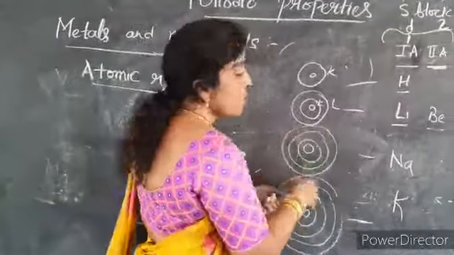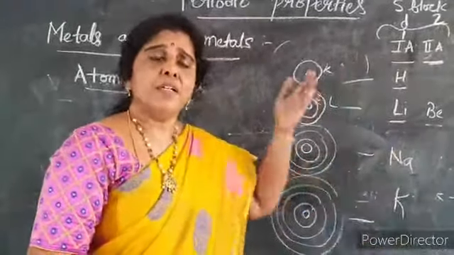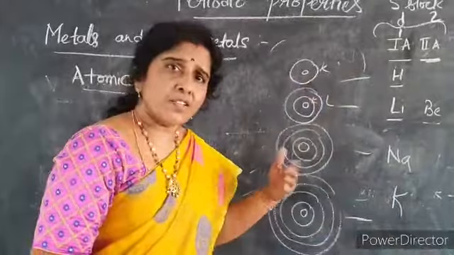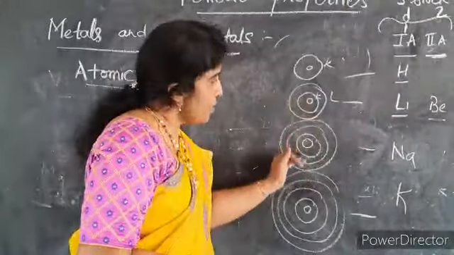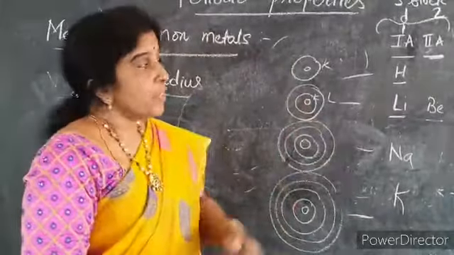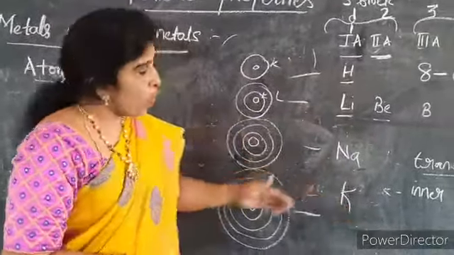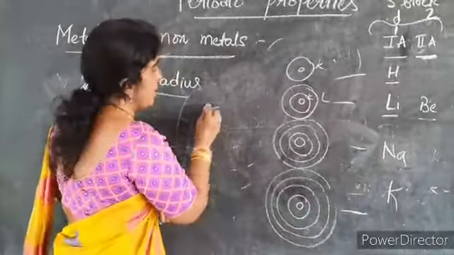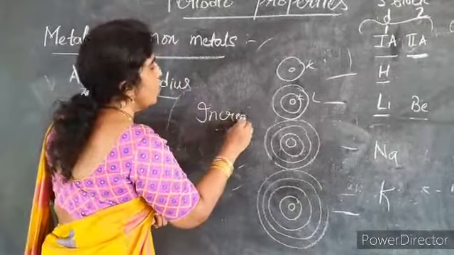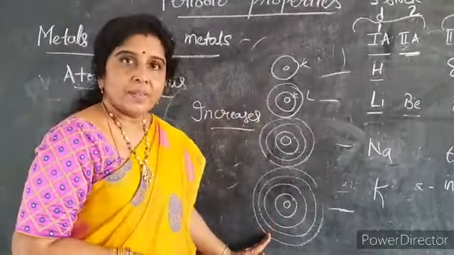So, at every step, one new shell is getting added. Why? Because more and more electrons must be occupied as the number of protons and electrons increase in any atom. We need more shells to accommodate them. So, for that reason, the number of shells keep increasing. In a group, at every step, one new shell is getting added. So, what happens to the size of the atom in a group? It increases. The size of the atom increases in a group.